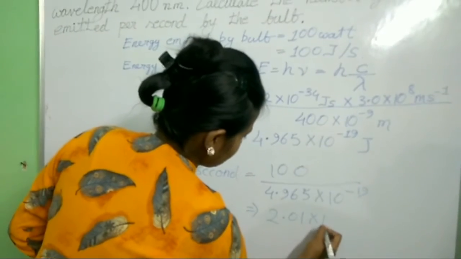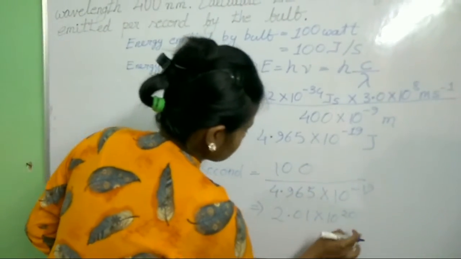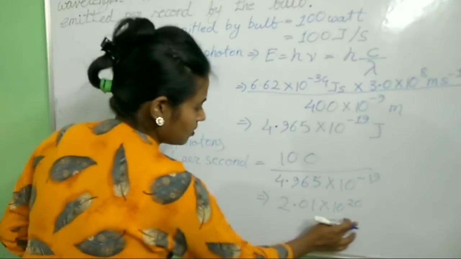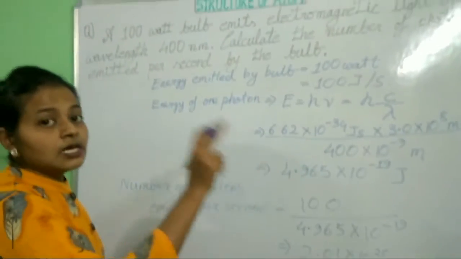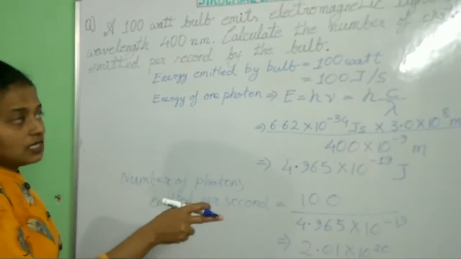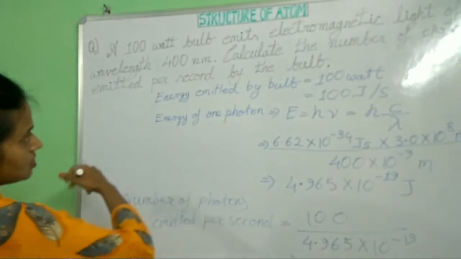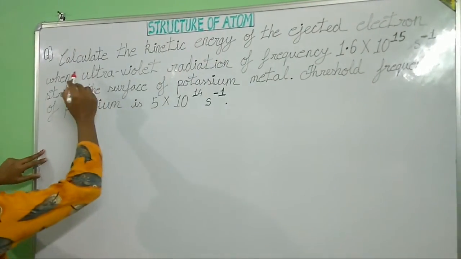2.01 into 10 to the power 20. So, these are the number of photons being emitted per second. Clear? Now, let's move on to the next question. Now, see the next question.